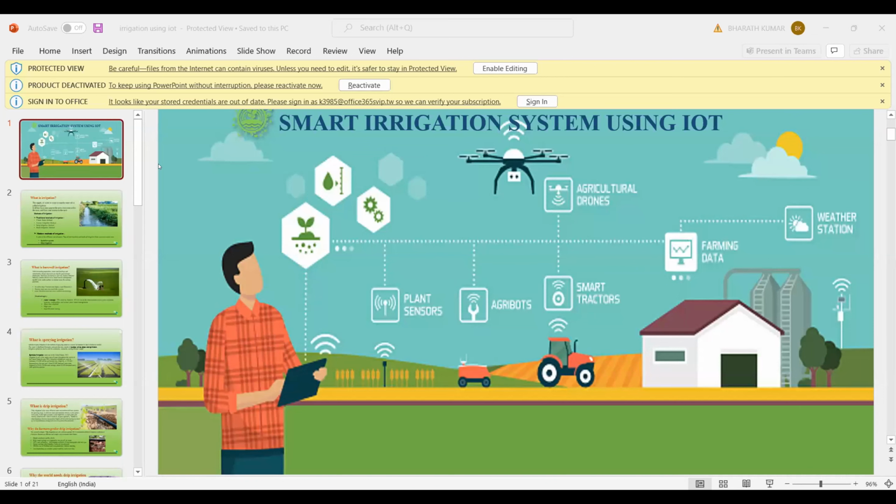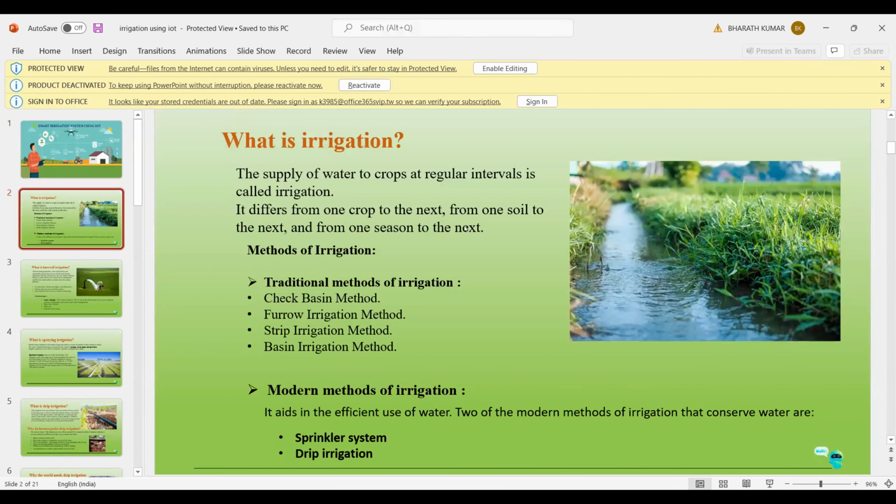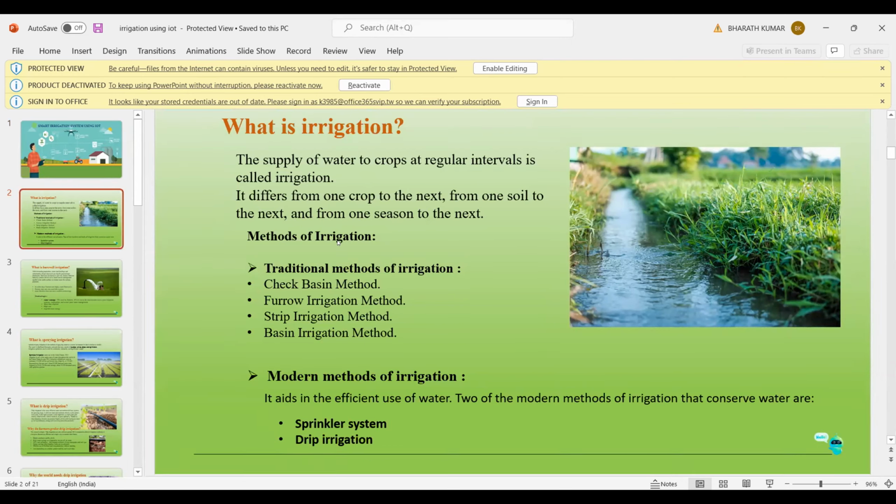Now, today my topic is smart irrigation system using IoT. What is an irrigation system? To supply water at regular intervals of time is called irrigation. It differs from one crop to the next, from one soil to the next, and from one season to the next. In this irrigation system, two methods are used. First is the traditional method of irrigation, and second is the modern method of irrigation.